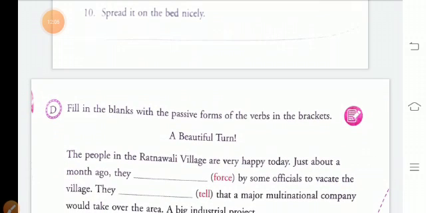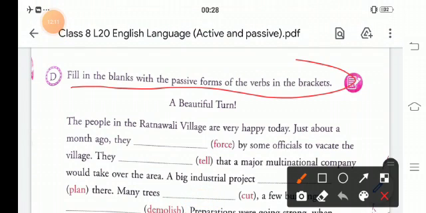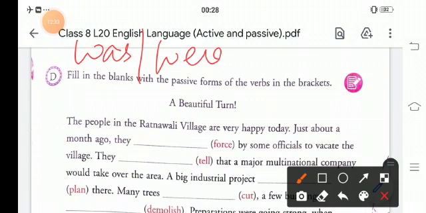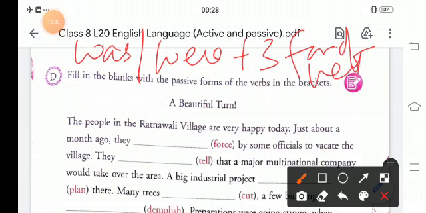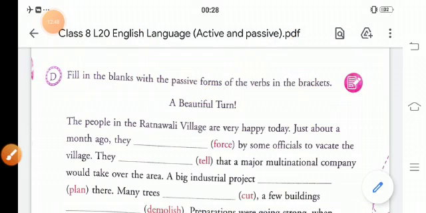Now in the exercise D, we have to fill in the blanks with the passive form of the verbs which are given in the brackets. Now before that I am giving you some instruction. What we have to write here, either the sentence will be was, were plus third form of verb or had been plus third form of the verb.